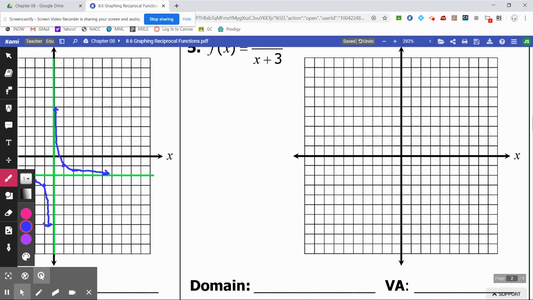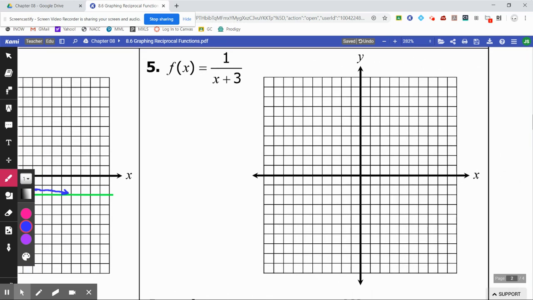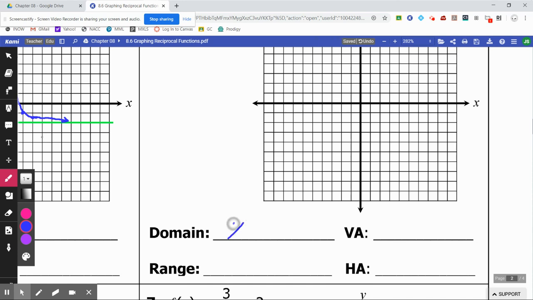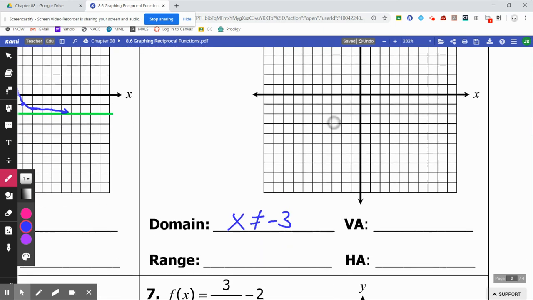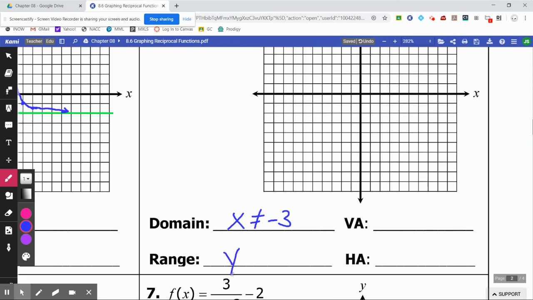Okay, the next one, and I'll put these in the blank. First off, your restricted domain value, x cannot be negative 3 because if x were negative 3, again, you would be dividing by 0. Okay, well, what value is restricted here? Again, it all depends on where that horizontal asymptote is. And since there's nothing out there, you're going to have a range restriction.